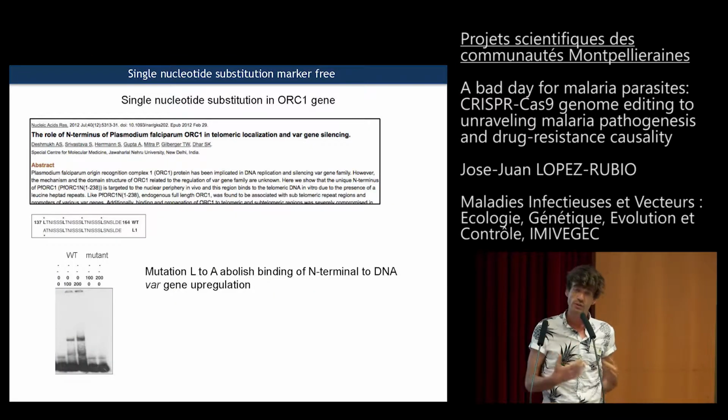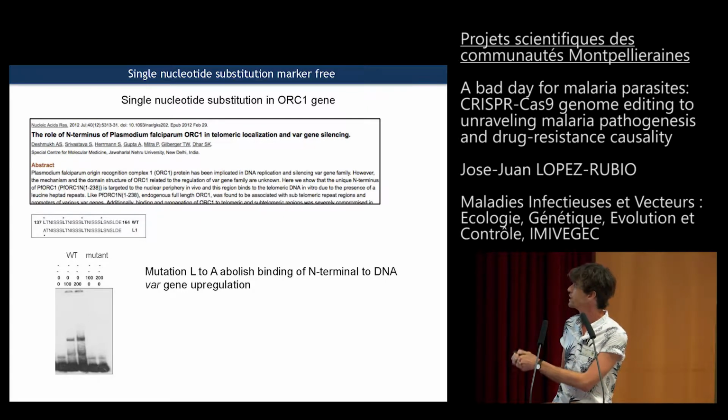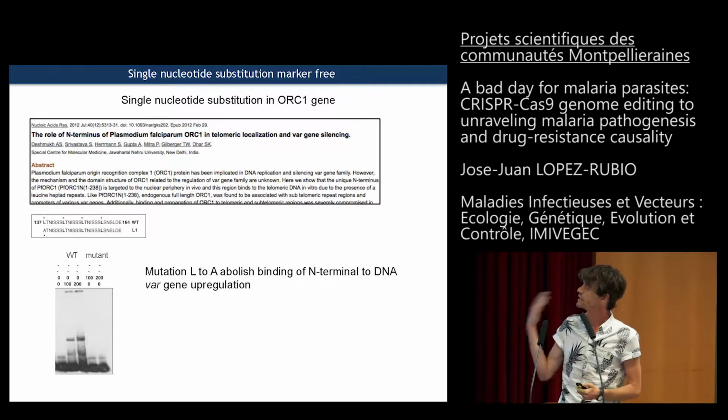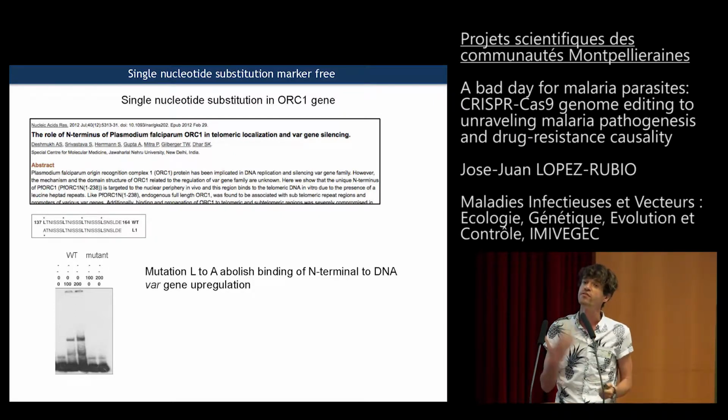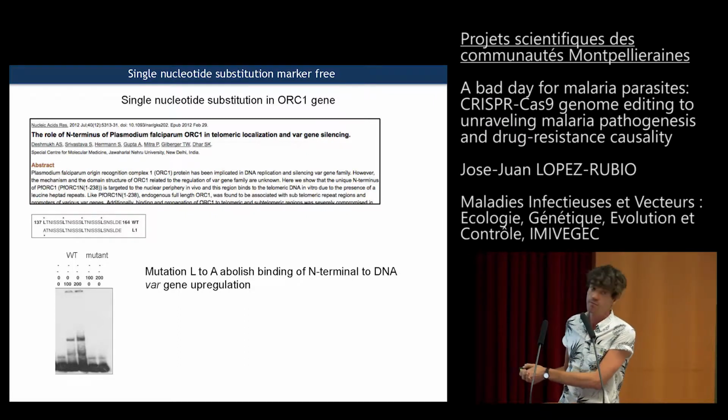Our laboratory is interested in gene regulation, and in the literature there was this publication where the protein ORG1 is playing as a transcriptional factor in the regulation of a very important family of genes in this parasite. This is the var family. It's a virulence factor, and they claim from in vitro experiments that the change from this leucine to alanine can abolish the binding of ORG1 to the DNA.